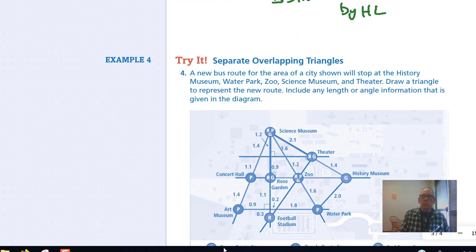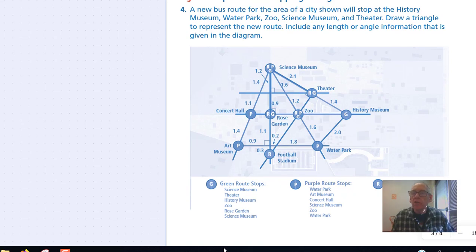Now let's move on. Okay, a new bus route for the area of a city shown will stop at the History Museum. Let's see where that is. History Museum, the water park, the zoo, the science museum, and the theater. Draw a triangle to represent the new route, including any length or angle information that's given in the diagram.